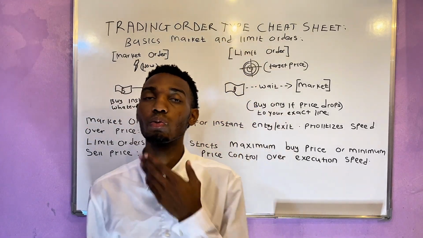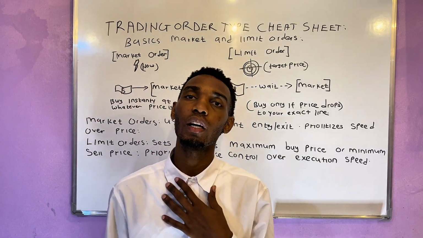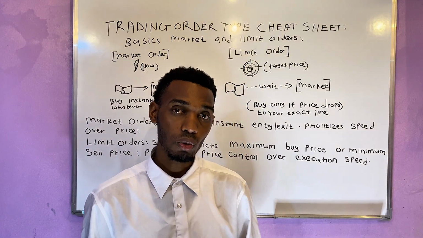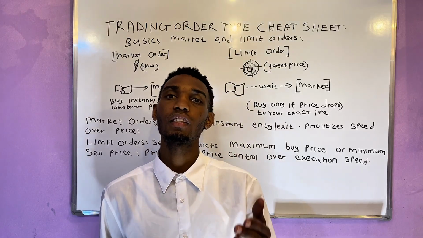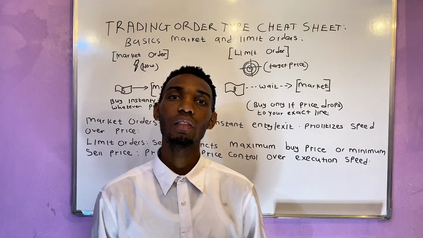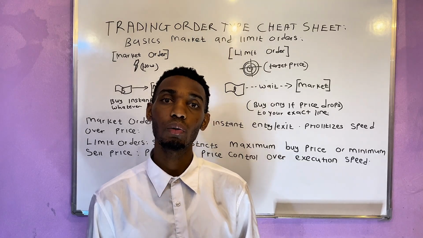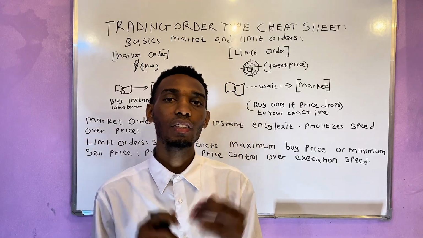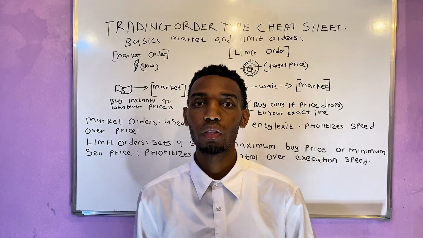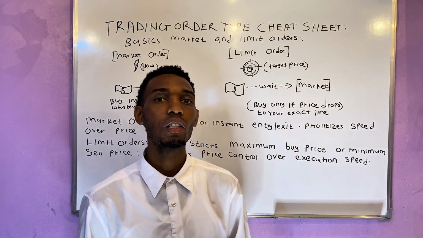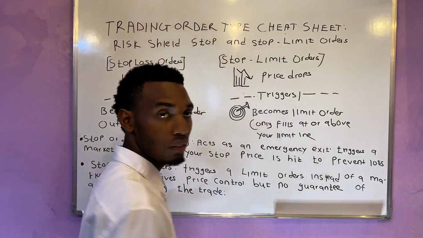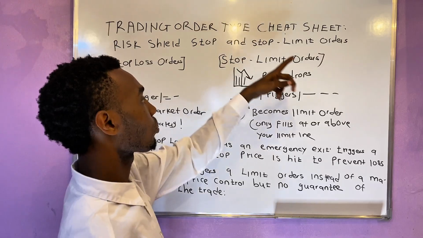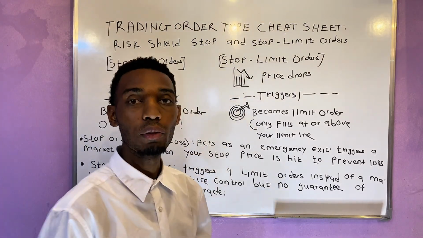Now, we're going to read more on market orders. And in the next chapter, we're going to see the risk shield: stop and stop limit orders. In this part we're going to check on the risk shield, stop and stop limit orders.